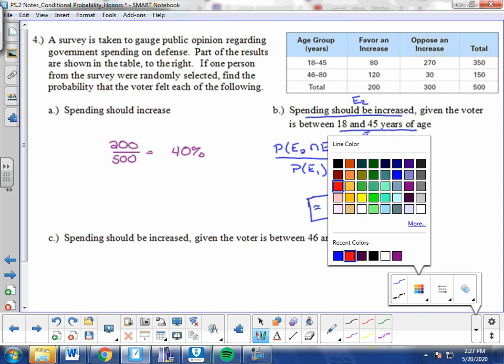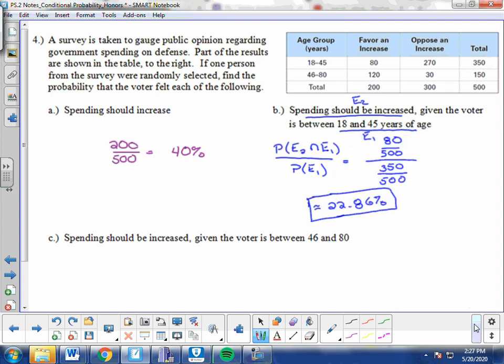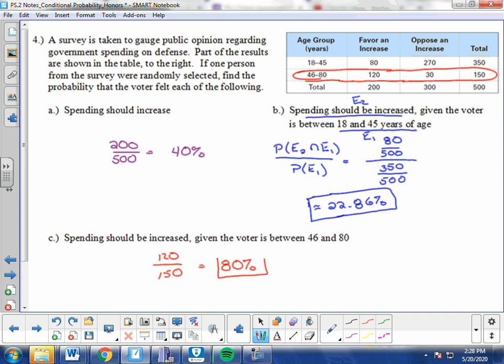So it says, find here, we're going to find the probability that the voters felt that spending should be increased given the voter is between 46 and 80. So if I use that given, I can focus on just this part of the table. And then take a look at, there was 120 in favor out of 150 total. And so what that's going to give me is 80%. So in this case, based on the information that was provided to you, this would be a quicker way to come up with that total percentage.